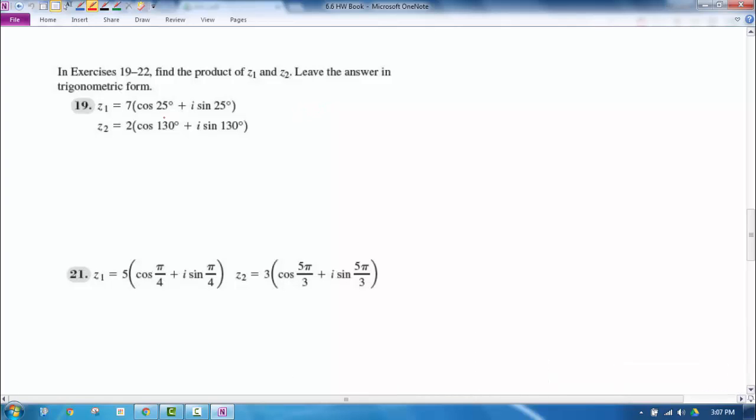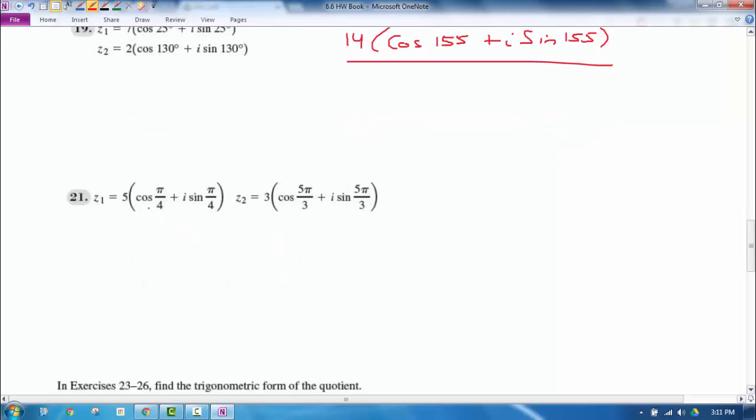So the answer to this one, then, we'd multiply the 7 times 2 and get 14. And then we'd add the angles. So 25 plus 130 gives 155. And we can leave it right in trig form. Then the next one, same thing. 5 times 3 gives you 15.